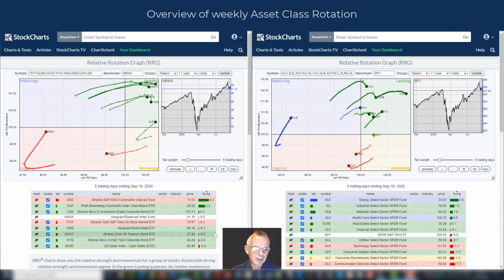If we look at the table for the performances, we see that the benchmark, the Vanguard Balanced Index Fund, is pretty much unchanged, slightly lower, while especially commodities stand out with 4.2% for the GSCI Commodity Index and 2.3% for the Bloomberg Commodity Index. We'll have a look at that later on.